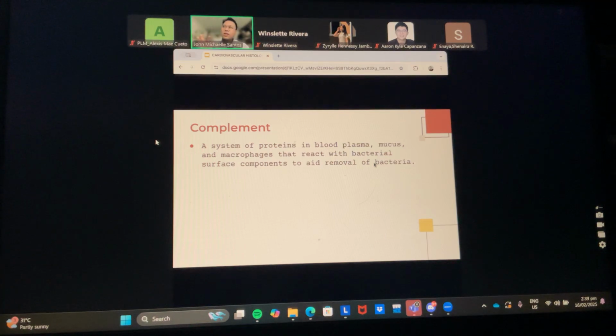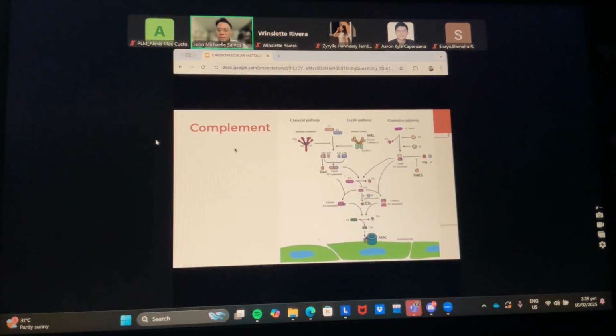Kaya not all of the time, meron tayong infection kasi nga meron tayong complement system na tinatawag. Because before pa na pwedeng mag-elicit ng infective or infectious substances yung bacteria, pwede na silang ma-deactivate. By how? By your complement, okay? So ito yung complement pathway natin. We have three pathways. You have your classical pathway, your lectin pathway, and your alternative pathway.